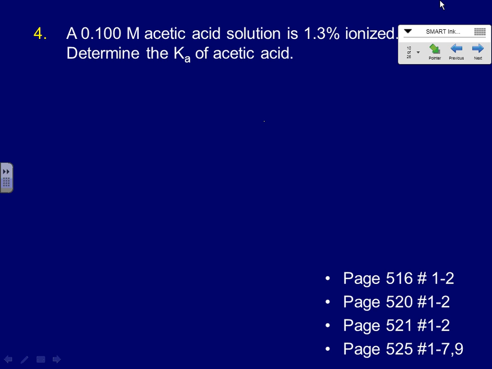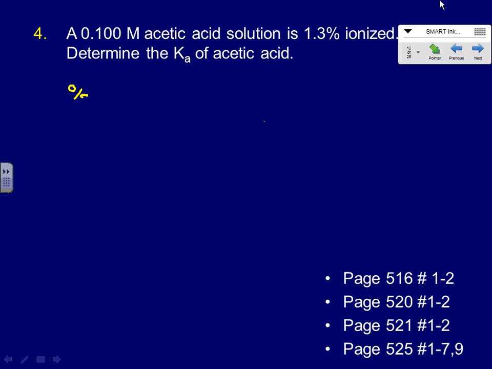This is a percent ionization calculation in reverse. A 0.1 molar acetic acid solution is 1.3% ionized. Determine the Ka. What's the question? There's nothing behind that box. That's a period right after ionized. 1.3% ionized is not very high, so this one is weak, but we can get a gauge for that when we get our Ka when we're done.